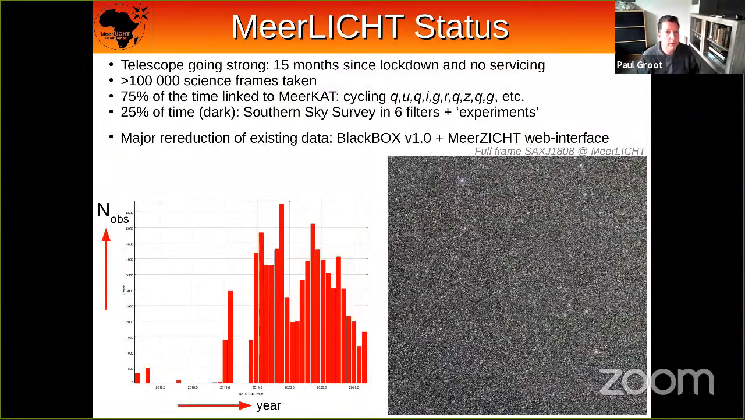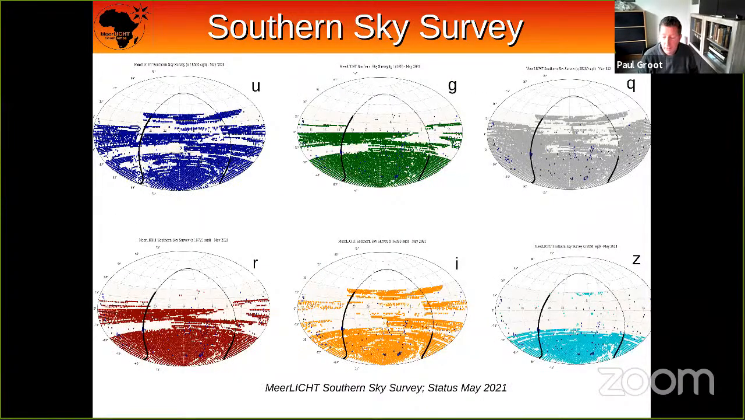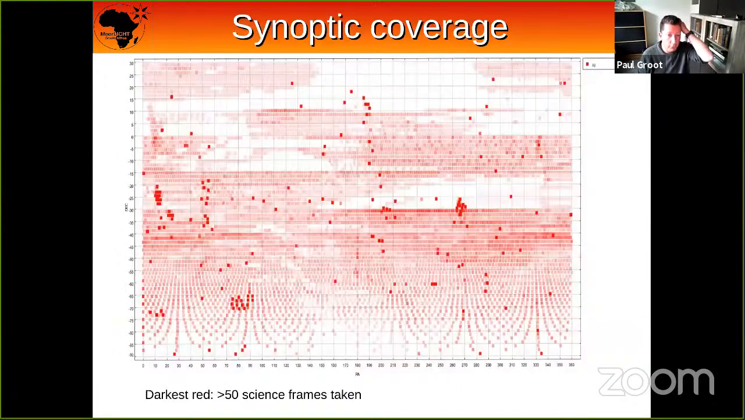So let's go back. So there's the Southern Sky survey. So you see that we do this in the 6 filters, and this broadband filter, the Q band, is the one that has most coverage because it also goes deepest. So that is good for having a reference frame. Of course, Meerlicht is a synoptic survey.